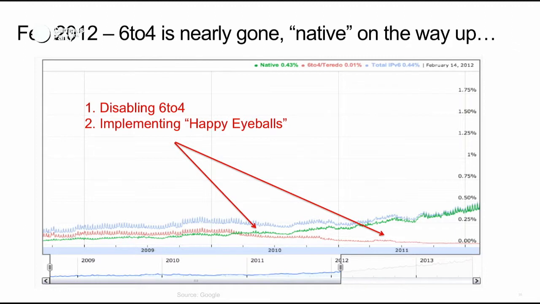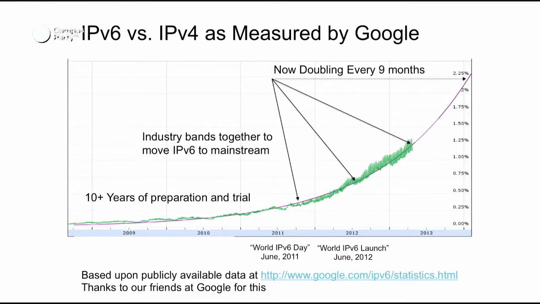February 2012, the combination of disabling 6to4 and implementing Happy Eyeballs has taken that red line, which used to be, this is 6to4 traffic now, they changed the colors. 6to4 traffic used to be more than native traffic, and it's really just killed it, dead. The blue line was the cumulative of the two, but now it's pretty much native only at this point. Now, if we move to now, this is March 2013 here.